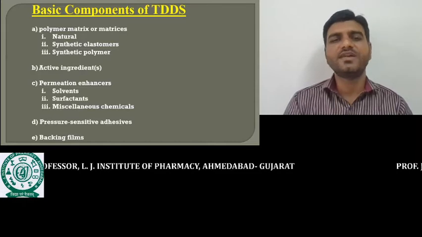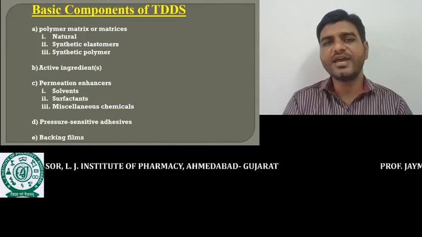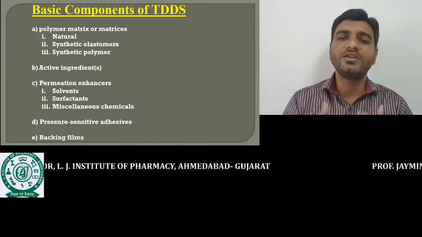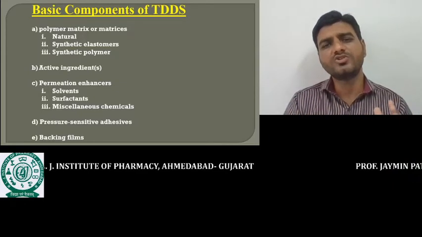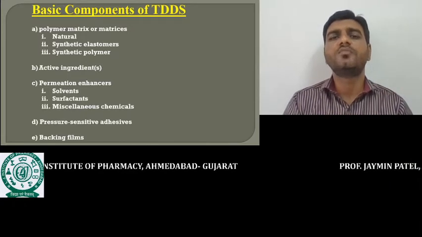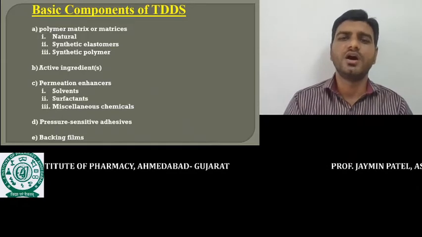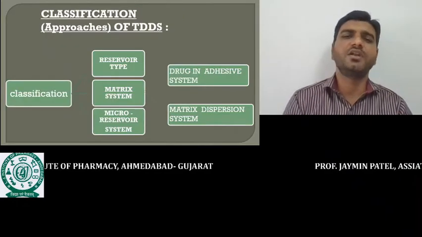And the last one is the backing layer, the backing film. It is present on the outer side of the film to prevent drug loss in the other direction. All the drug should permeate through the skin only; the drug should not be washed away from the outer side of the film. So these are the basic components of the transdermal drug delivery system.